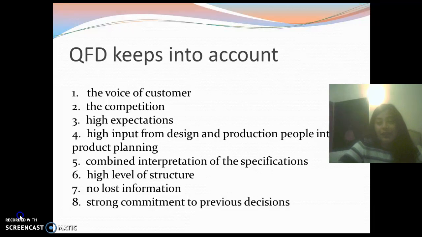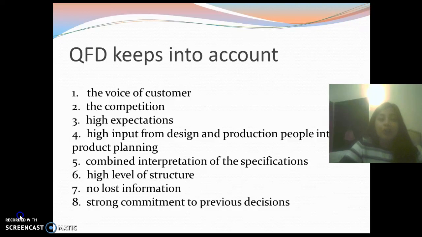Okay, now what is it that QFD actually takes into account? What's the benefit of having it over any other process or any other design available? Firstly, it takes into account the voice of the customer. Whatever the customer is saying, we are actually working around that only, and we're coming up with a solution, we're coming up with a product.